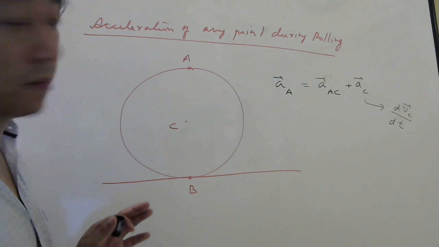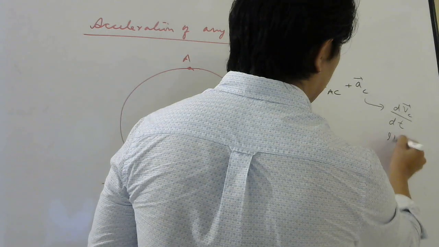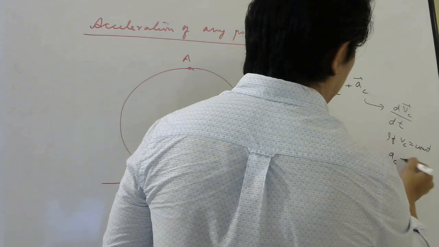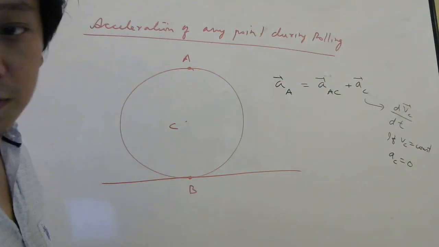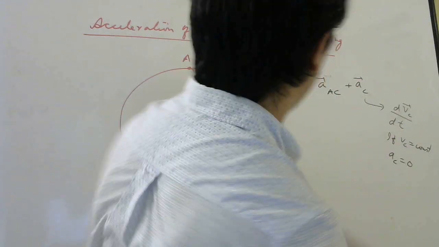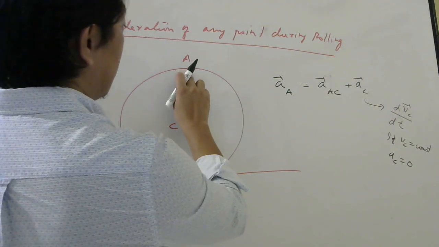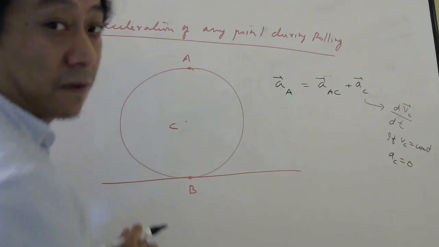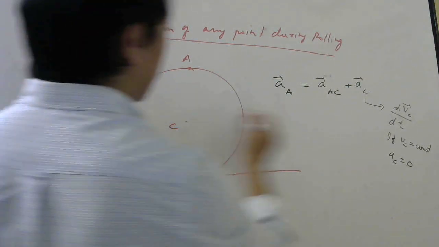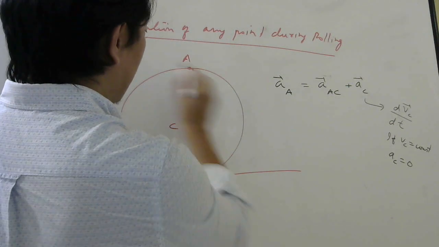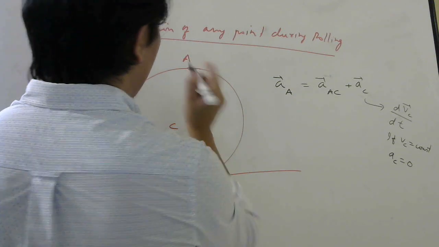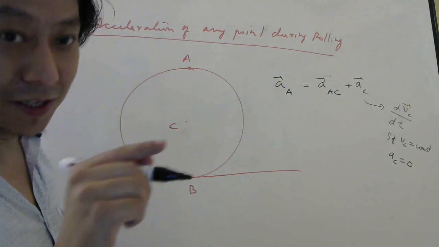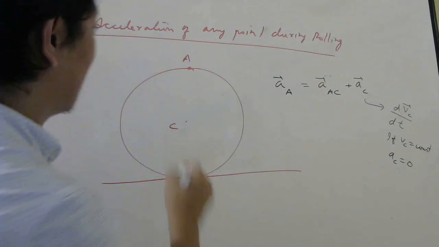So that is not a big problem. And if vc is constant, then ac will be 0. So in that case, the acceleration of this point will be the acceleration of this point with respect to center of mass. Now in center of mass frame, everything will go round, and when things go round, there will be two components of acceleration. One is tangential acceleration and one is centripetal acceleration.